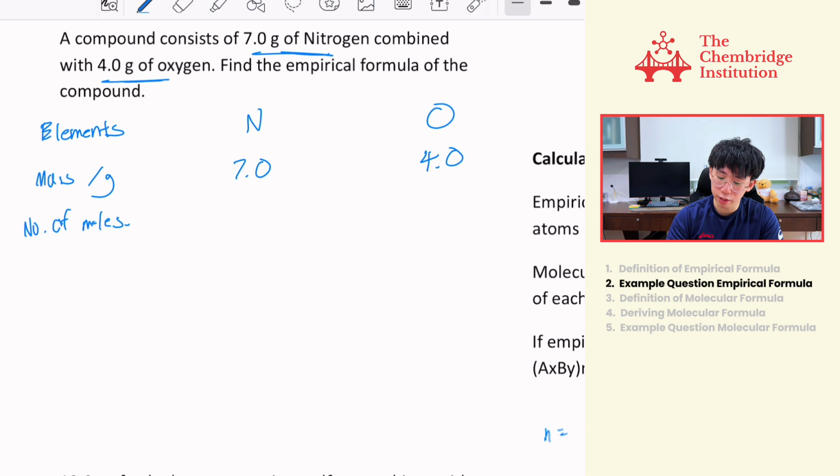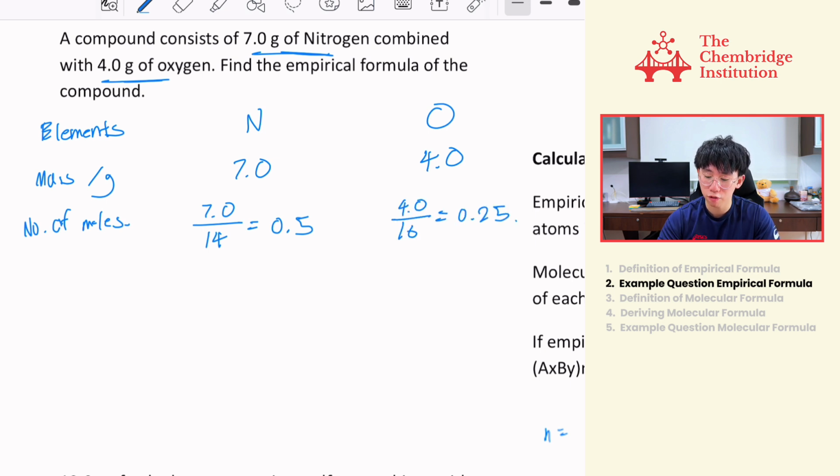So to get this, we will take the 7.0 mass that we're given divided by the relative atomic mass of nitrogen, which is 14. If you do that, you will get 0.5. Again, I must say it's important to write your calculations inside the table as well. And then for oxygen, this is 4.0 divided by 16, which gives you 0.25. Once you've done that, you can calculate the simplest ratio.